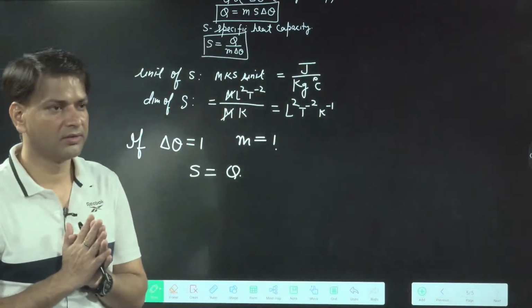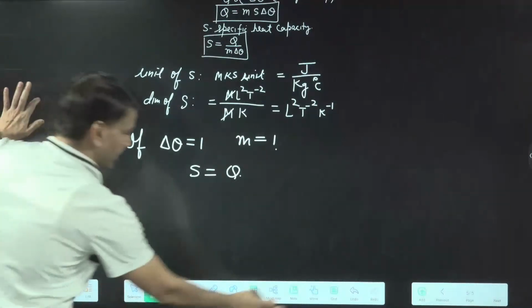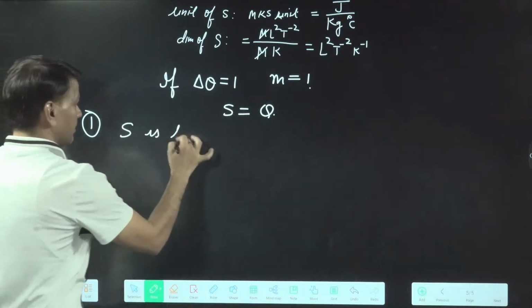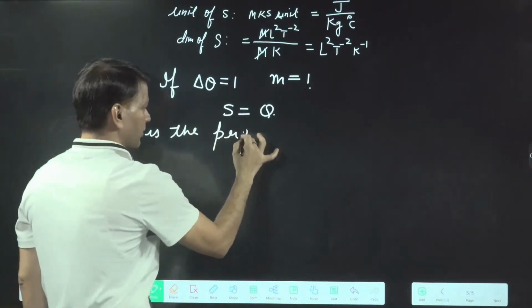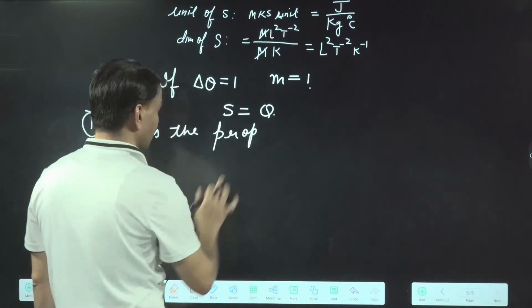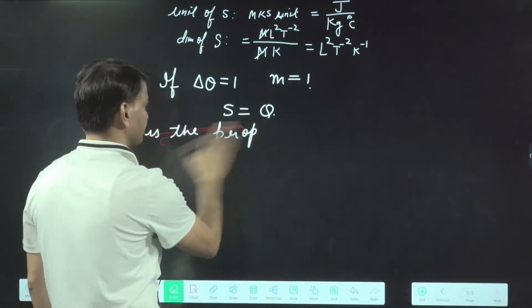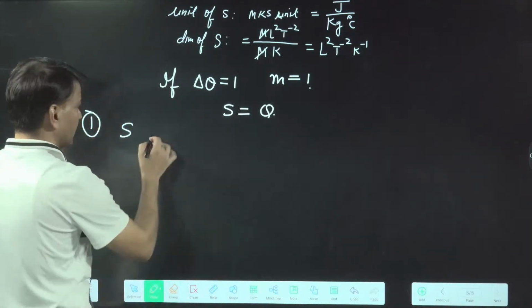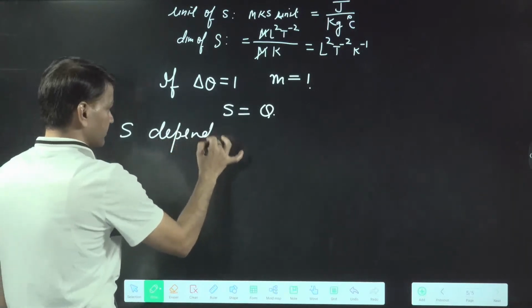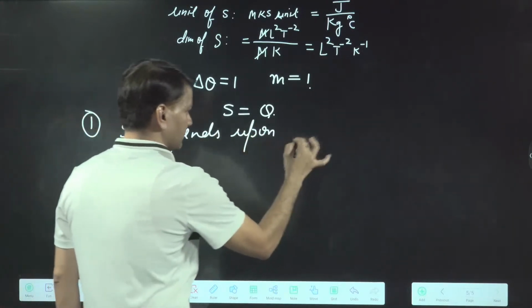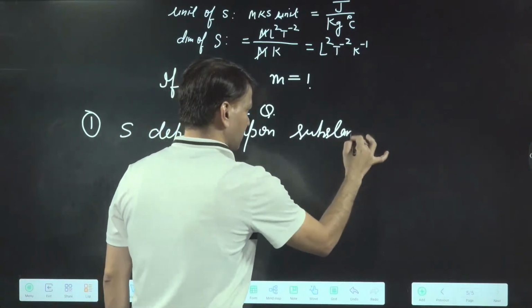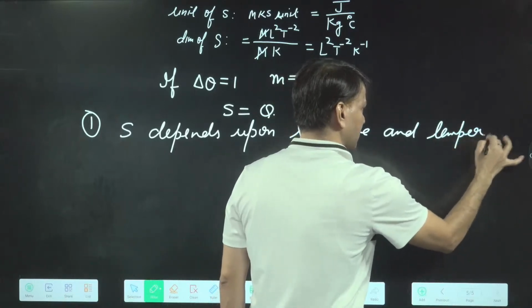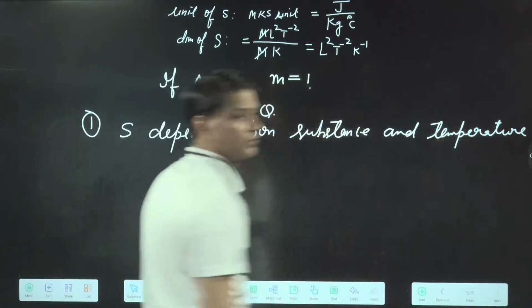Understood or not? Okay. So we can say what? S is the property. S depends upon substance and temperature. Okay.